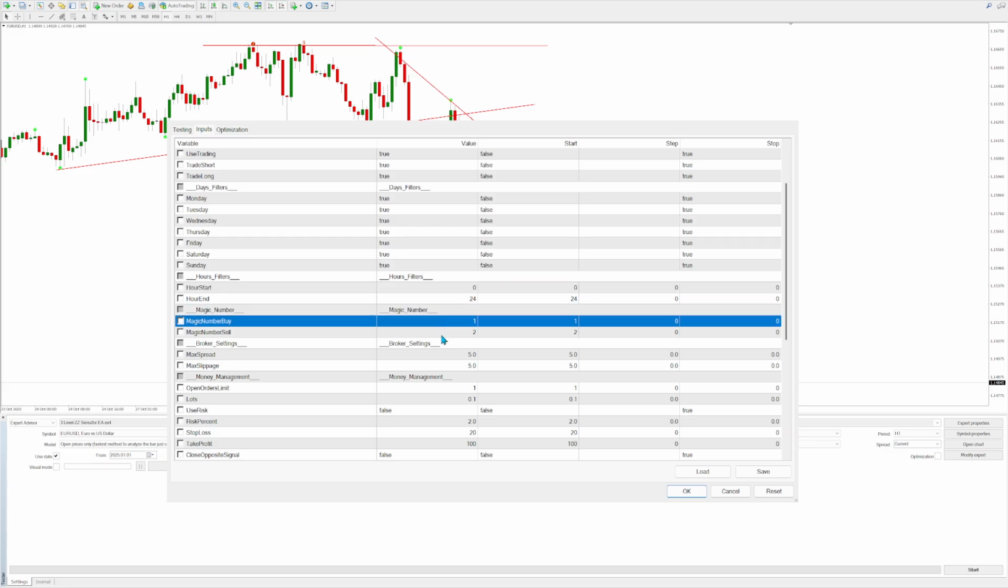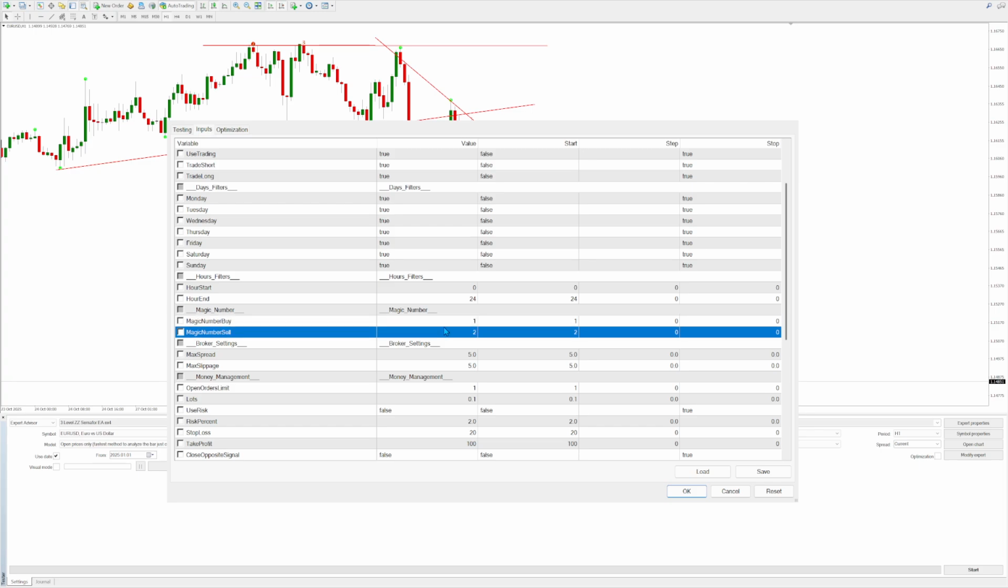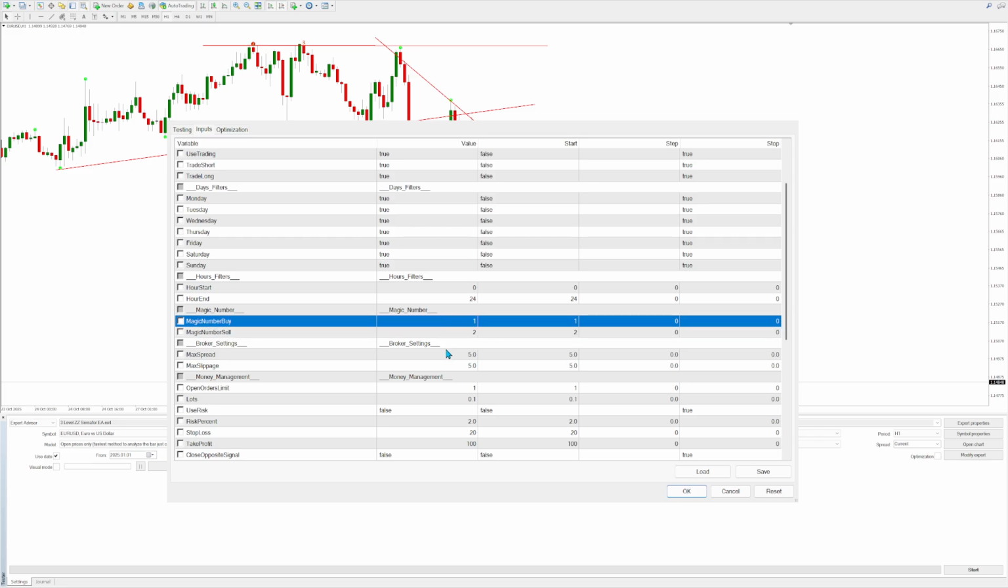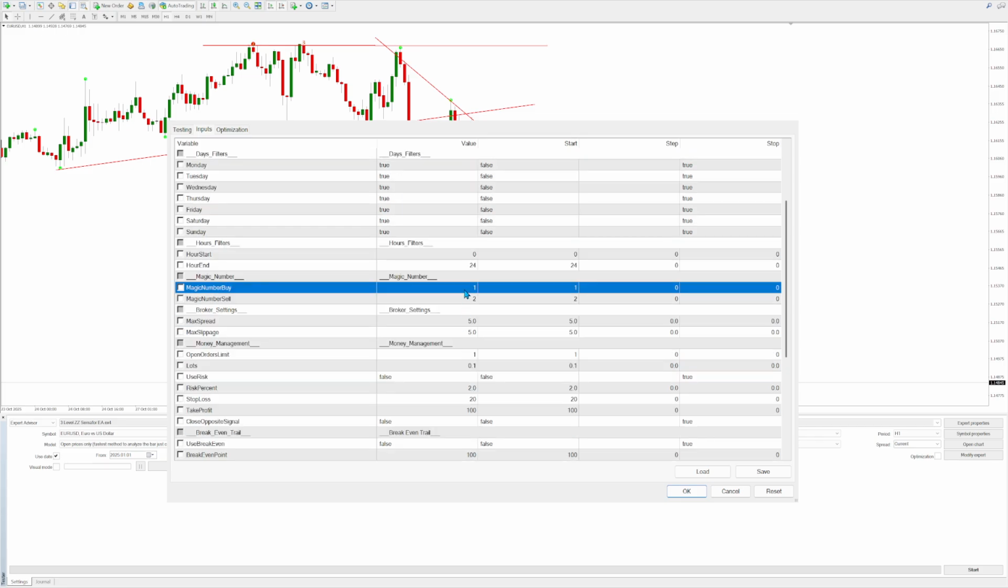Okay, magic number. So magic number buy, magic number sell. This is basically the order ID that is sent with the trades. This is handy in case you're running different expert advisors on the same account and you want them to be able to differentiate from each other and not clash.